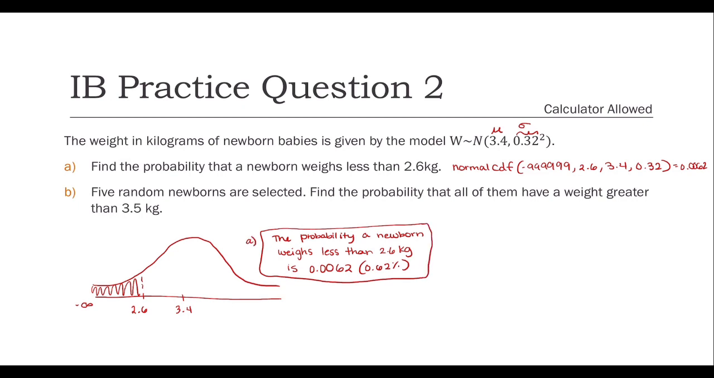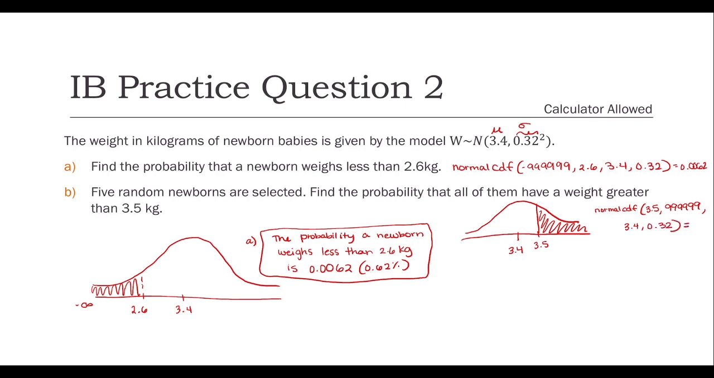Then part B says, 5 random newborns are selected. Find the probability that all of them have a weight greater than 3.5 kilograms. So to have a weight greater than 3.5 kilograms, our mean is 3.4, 3.5 is here. We're trying to find the probability on this side, greater than. So we'll use our normal CDF, where the lower bound is 3.5, the upper bound is infinity, so 999999999. The mean is 3.4, and the standard deviation is 0.32.